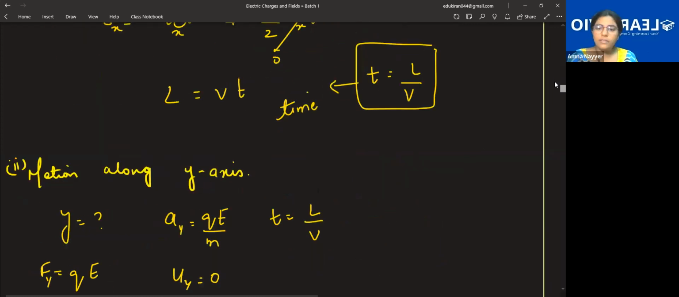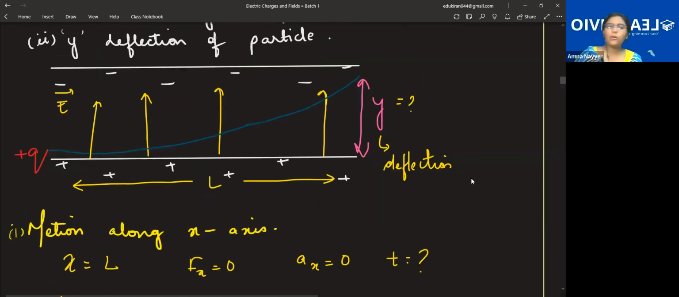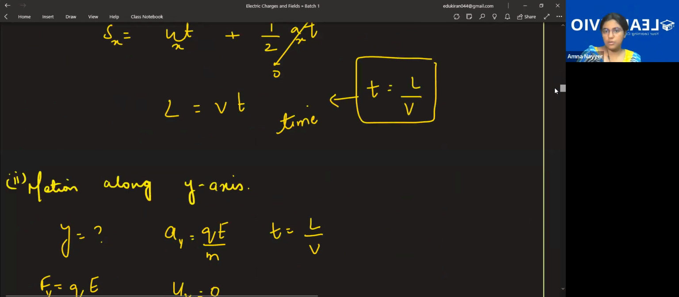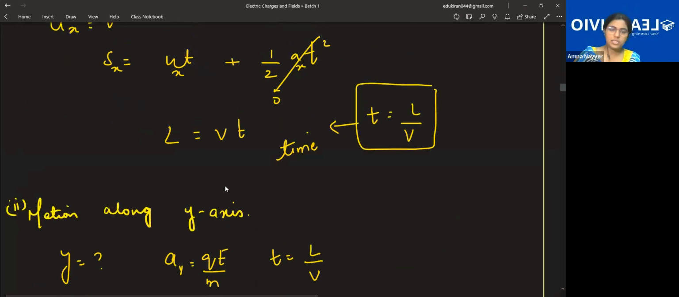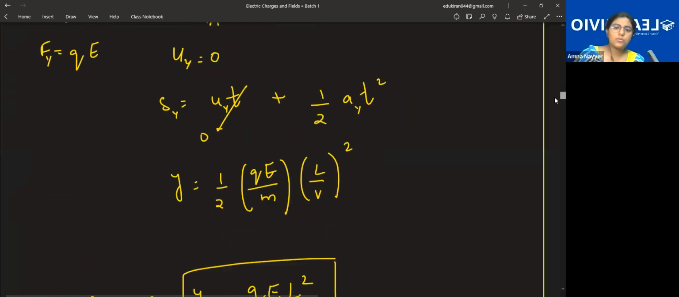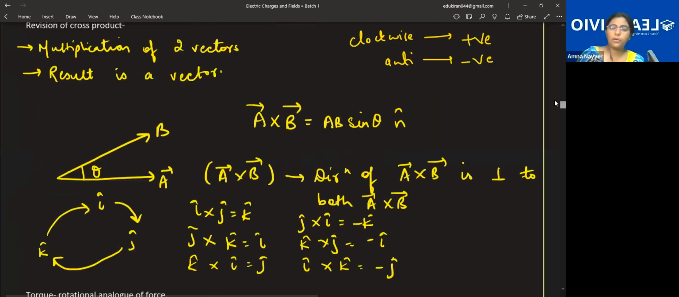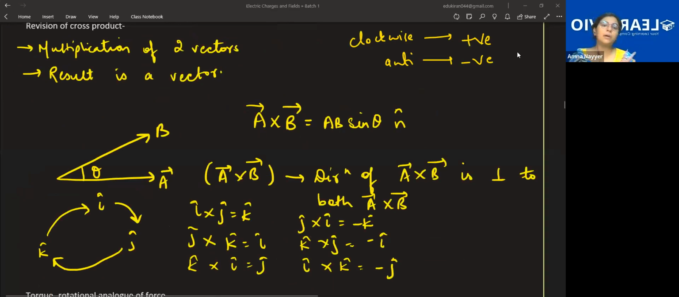How will you solve these types of questions? Separately on the y-axis and separately on the x-axis, write all the parameters. When you have all the parameters in front of you, you can use the equations of uniformly accelerated motion, like S is equal to ut plus half at square, to find out the time. So this is what we had completed. We didn't start with torque. Before starting with torque, you should have a complete idea about this.